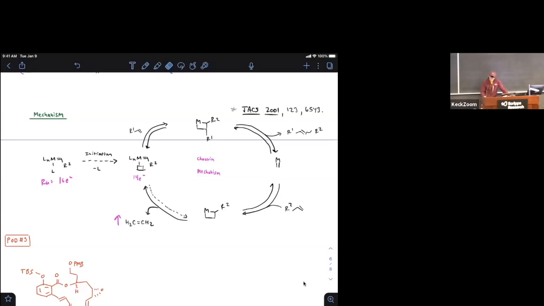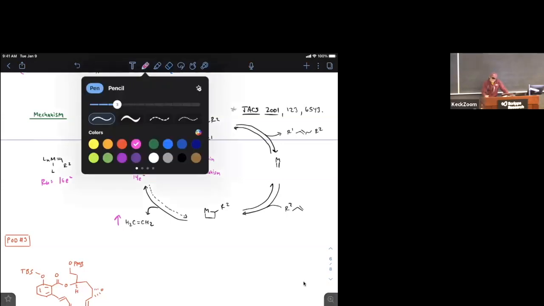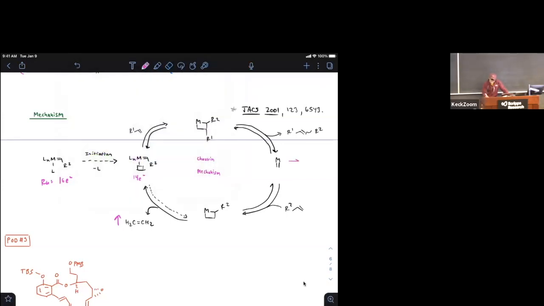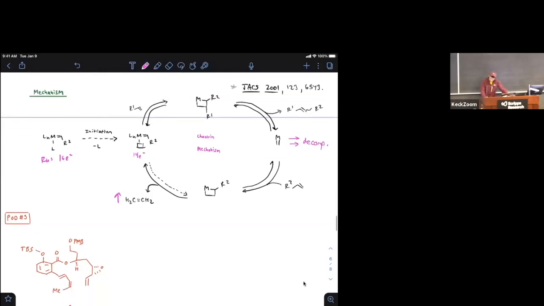Then you have a metallo 2+2 step, retro 2+2 to give a new, in this case, a methylidene. Now, methylidenes are typically kind of unstable, so they'll decompose. That's a way in which catalytic reactivity is lost here. And then you can coordinate your second molecule of alkene.